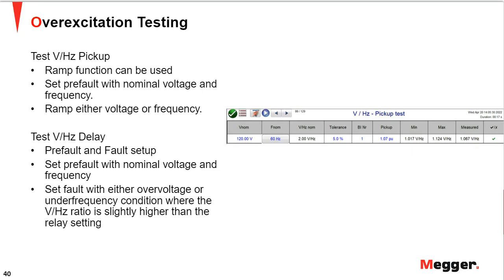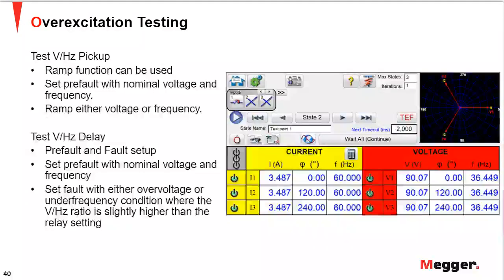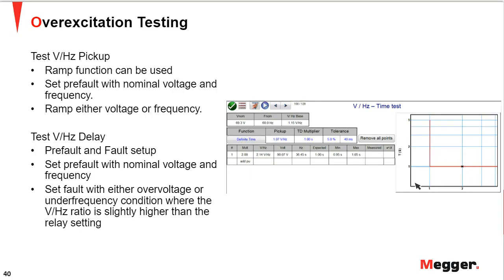To perform a timing test, like I said, it could be an inverse curve, or it could be a definite time. You can choose multiple test points on your curve. So it could be like 2 times multiple of your actual volts per hertz pickup, right? So then you would have to change your voltage and frequency such that it's twice the volts per hertz of your pickup. And once you inject that, like it's shown here, this is a definite time function. Once you inject 2 times this 2.14 volts per hertz compared to your pickup, it's expected to trip within 1 second, no matter which multiple you choose.